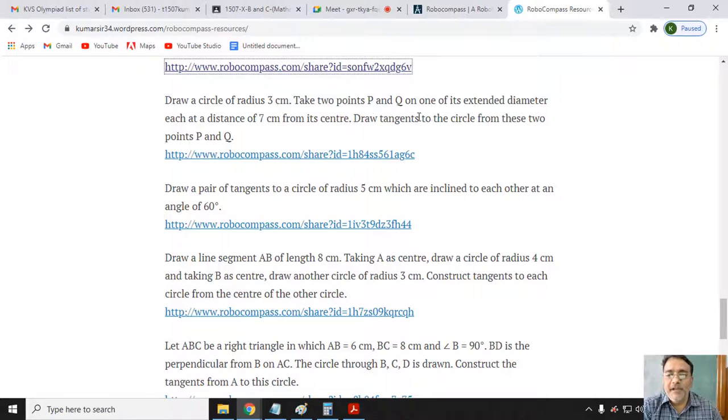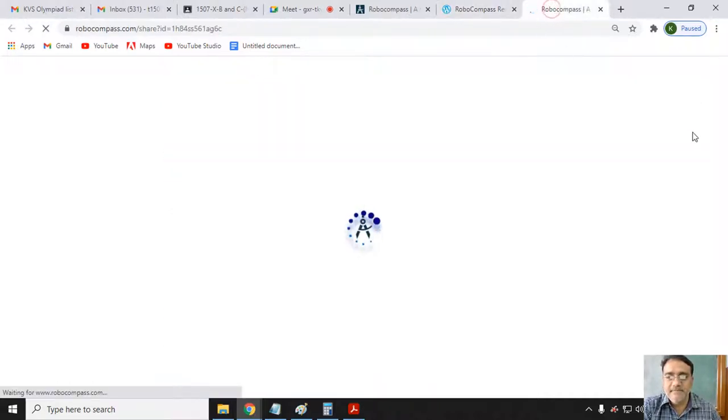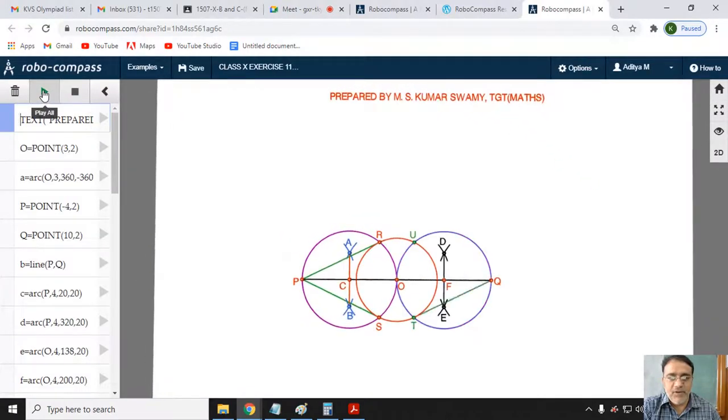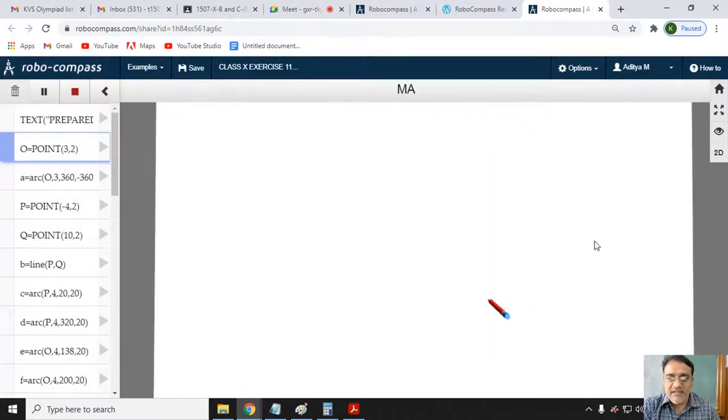Take 2 points P and Q on one of its extended diameter, each at a distance of 7 centimeter from its center. Draw tangents to the circle from these 2 points P and Q. So let us start this one. First, we are going to draw a circle of radius 3 centimeter with center O.